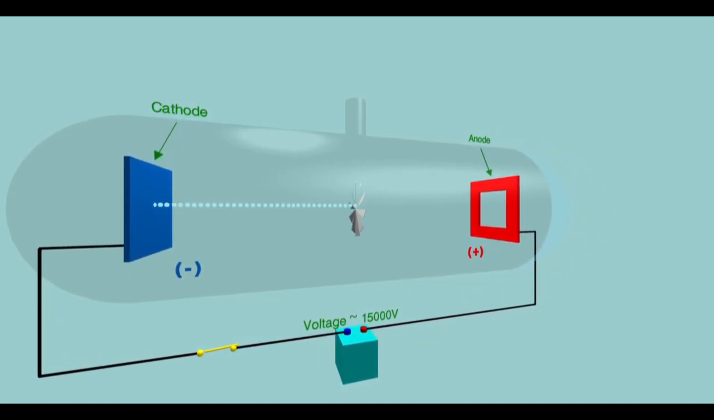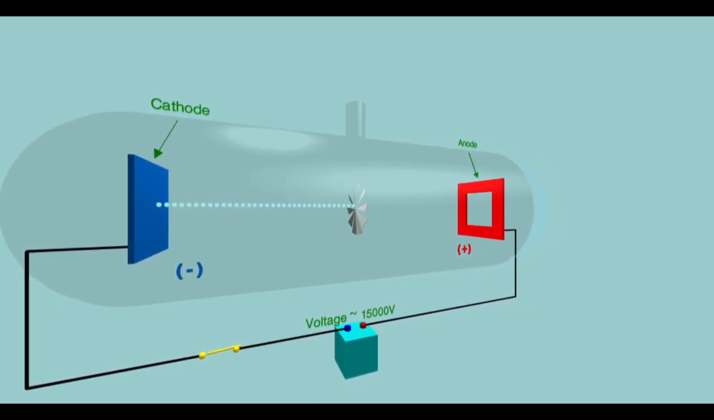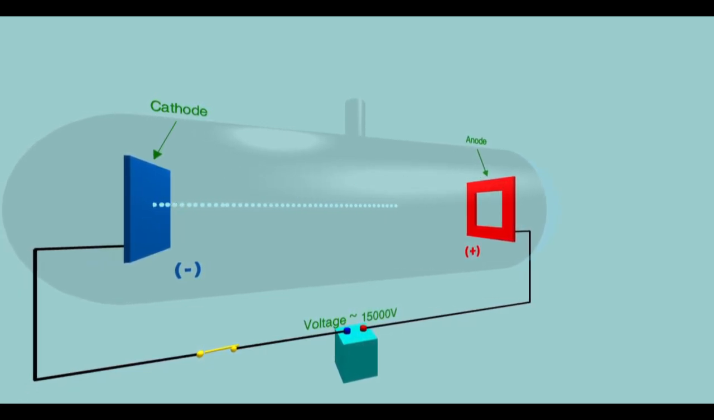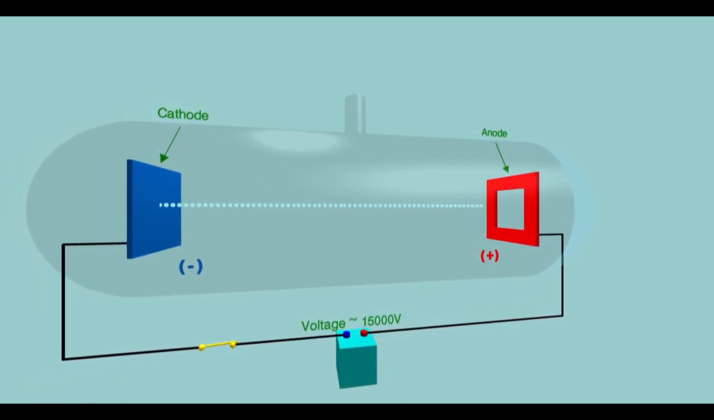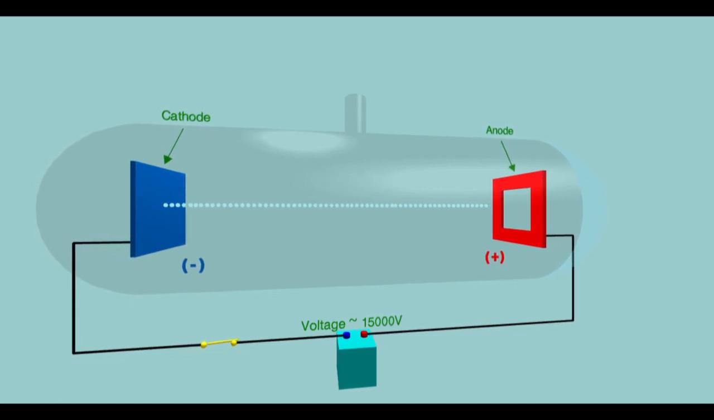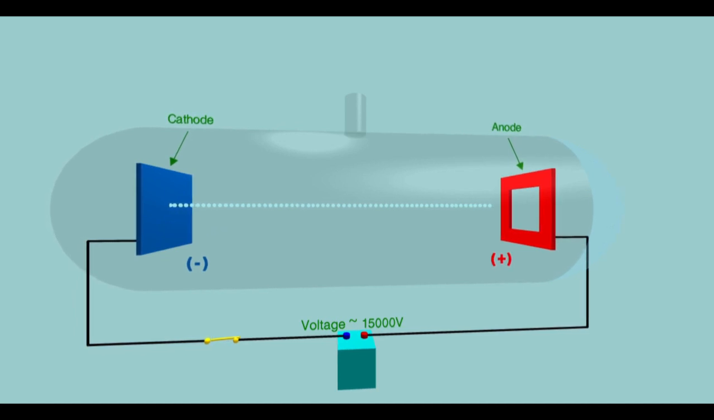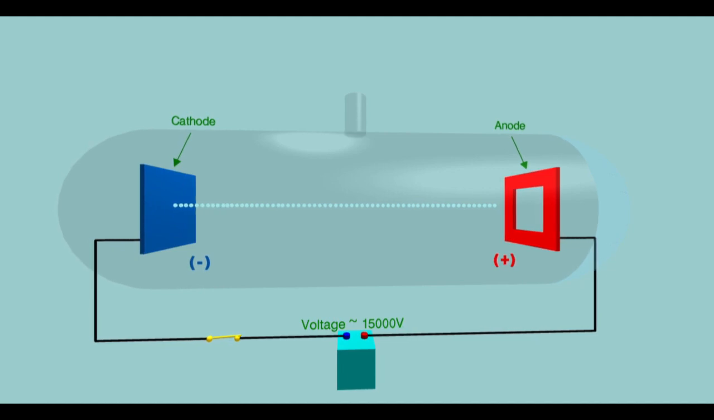Lastly, when a light paddle wheel was placed in their path, it was observed to start rotating. This showed that the rays were made of particulate material having mass and velocity, giving rise to momentum. Moreover, these properties did not depend upon the material of the electrodes or the gas used in the tube. For example, we could have used hydrogen or helium. These properties remain the same. Thus, it was concluded that cathode rays consisted of subatomic negatively charged particles identified as electrons.